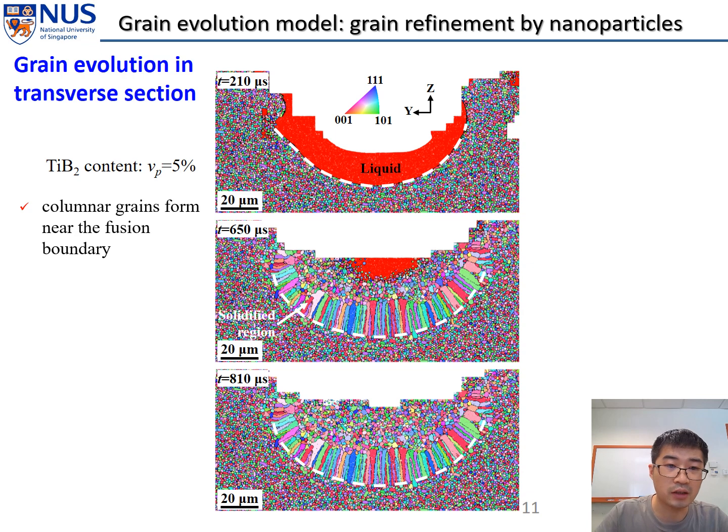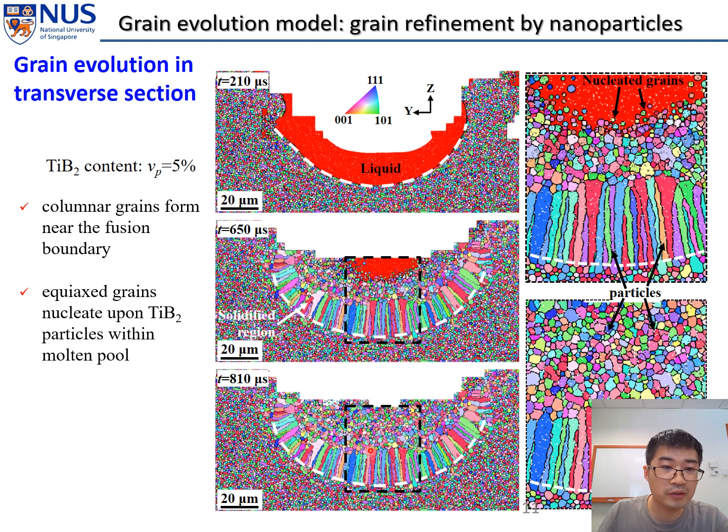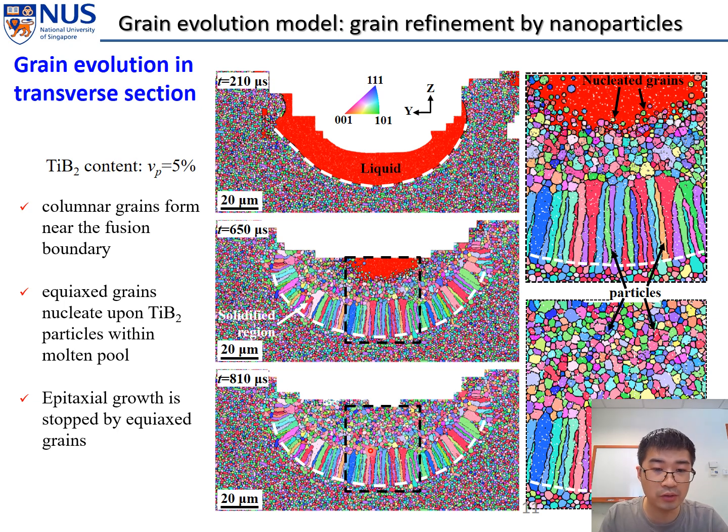And you can see one is the columnar grain formed near the fusion boundary, while the equiaxed grain is mostly in the interior of the molten pool. And here, we zoom in, you can see the nucleation in front of the solidification front, because the equiaxed grains nucleate upon the particles within the molten pool. And finally, the epitaxial growth of the columnar grain is stopped by the equiaxed grains by nucleation.